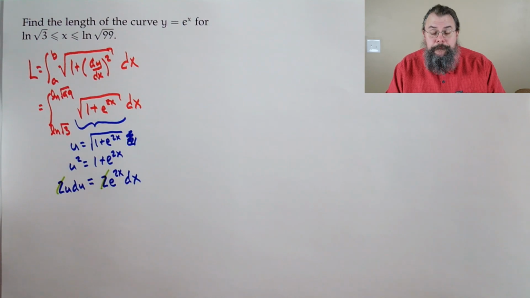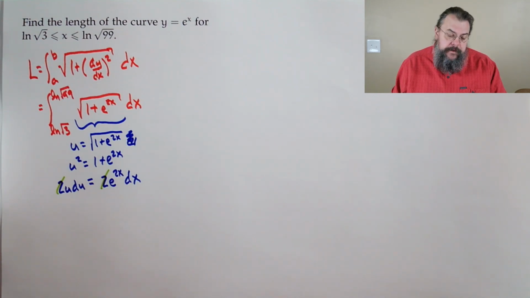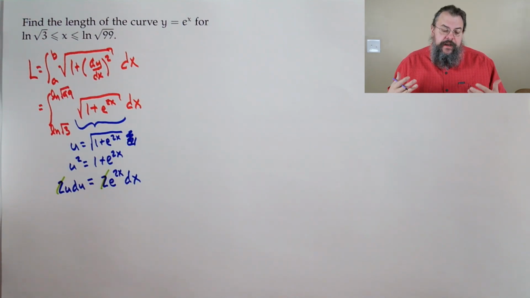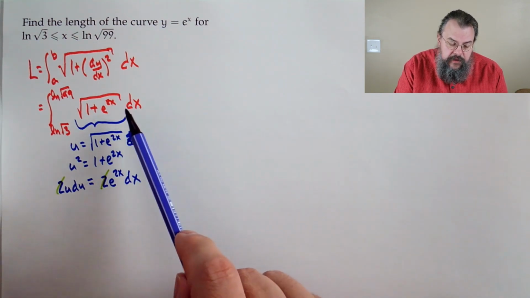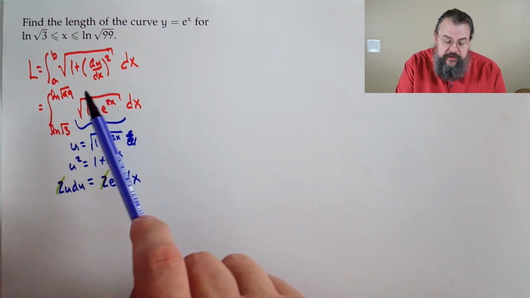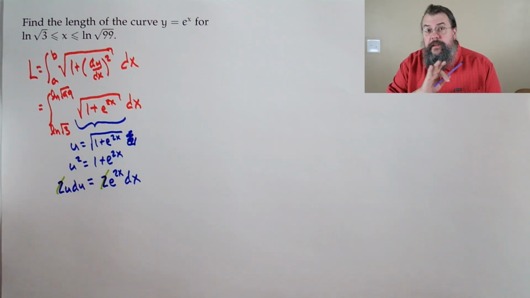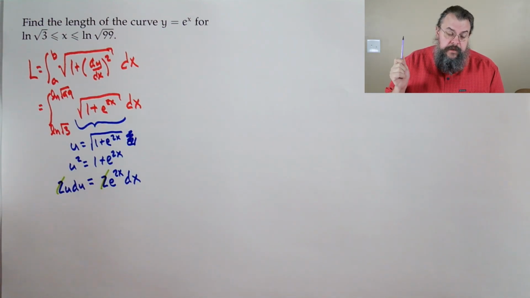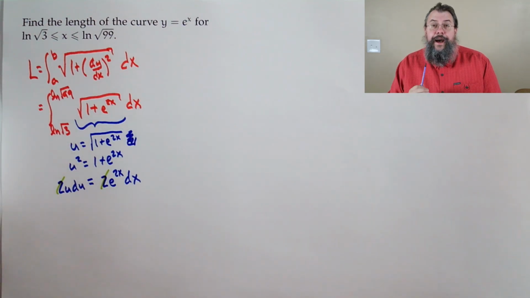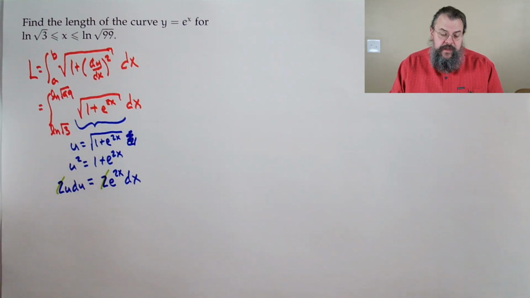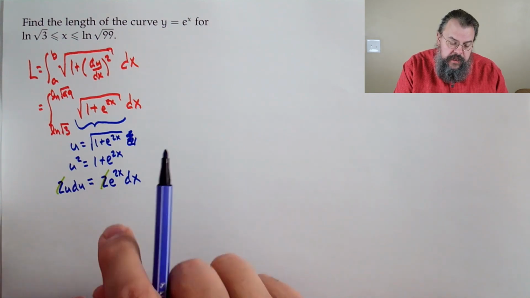What have we done? Well, not yet. We have to figure out how to handle this e to the 2x dx, because we really need to replace the dx. We can replace this. That's no problem. That's going to become u. Easy to do. But we have to somehow replace the dx term. So we have to think, okay, how can we handle that? We have to get dx by itself.